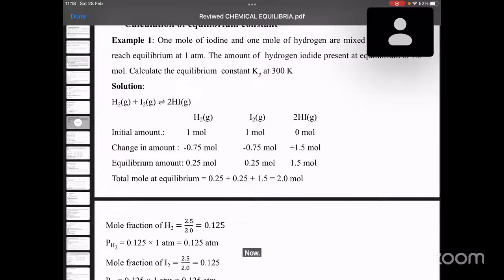Now we want to know what pressure each of these gases contributes. To be able to know that, we need to know the mole ratio for every gas.